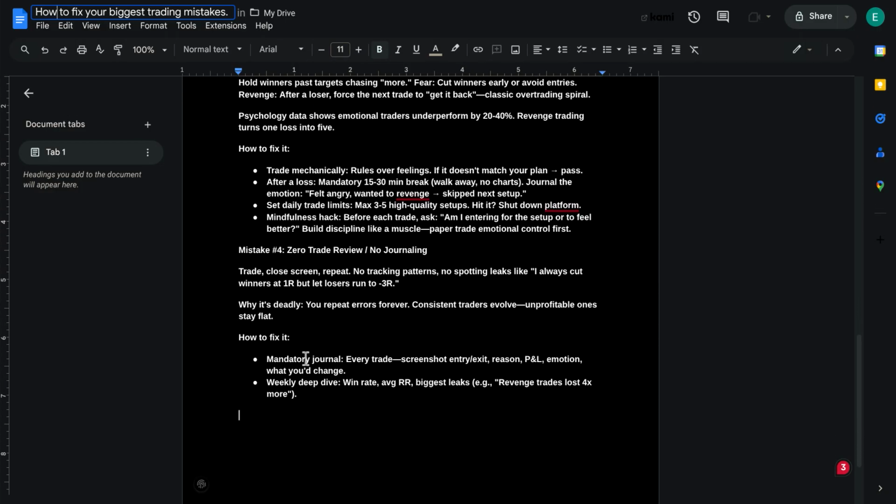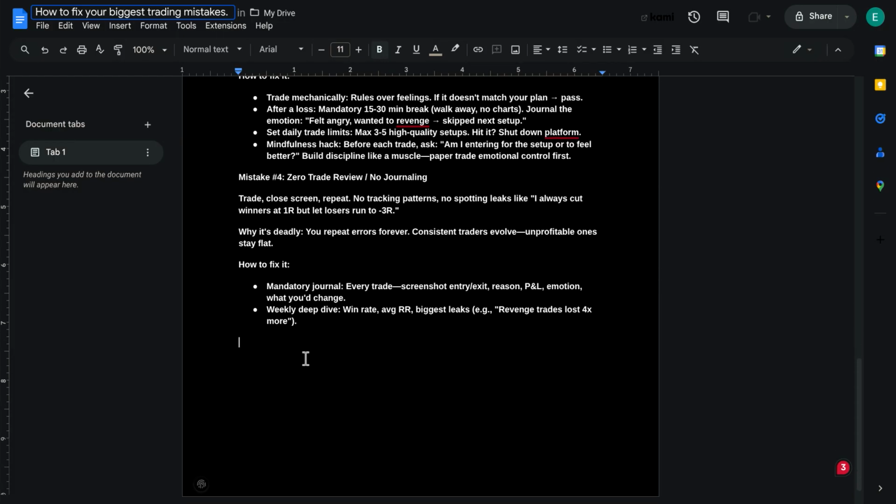Now, let's talk about the last mistake, which is that you don't journal. You trade, it may be a winner, it may be a loser, but you just close your screen and then you just go do whatever. This is not going to work. You must track your patterns. If you don't do this, you're going to repeat errors forever. Consistent traders evolve, but unprofitable ones stay flat.